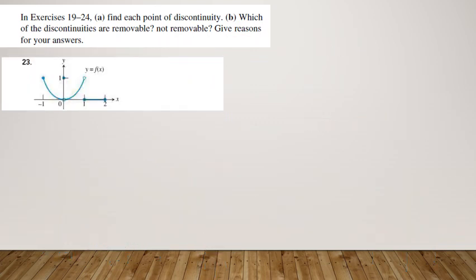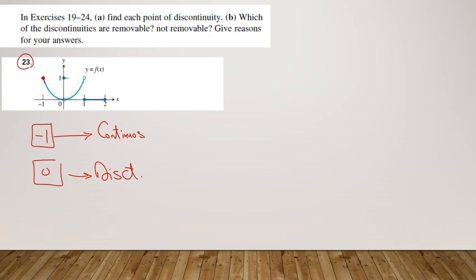Regarding question number 23, I have a graph of a function and I want to discuss the continuity and discontinuity at some values. First, let's start at points. For example, at the point negative 1. At point negative 1, the function is continuous. Why? Because the function is closed and the limit reaches 1. At the point 0, the function is discontinuous. Why? Because the function is not equal to the limit.